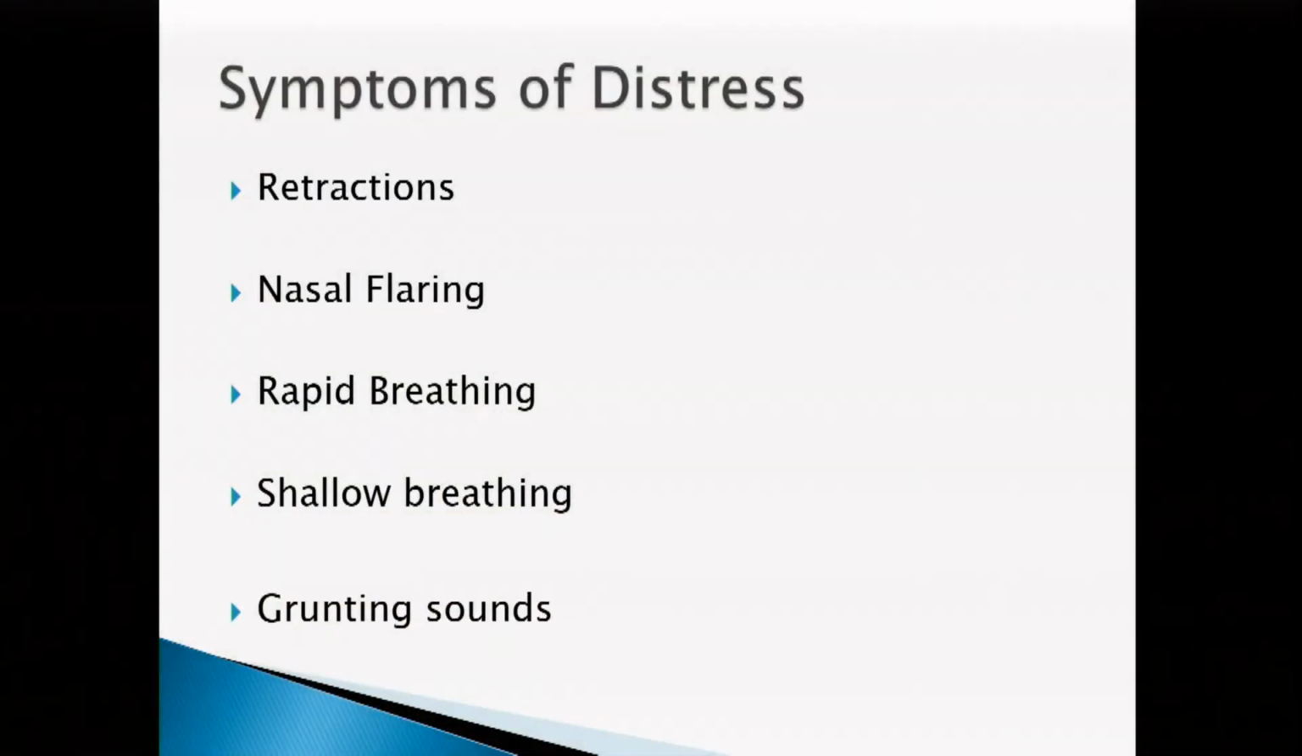I think we've talked about symptoms of distress a little bit already in the assessment, but we're going to see retractions, nasal flaring, rapid breathing, shallow breathing, grunting sounds.